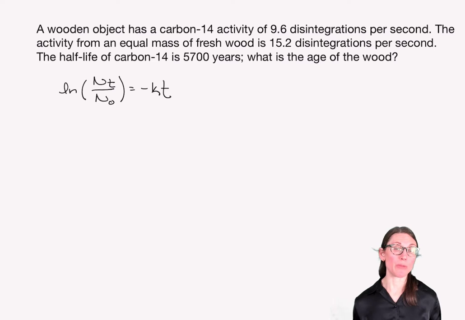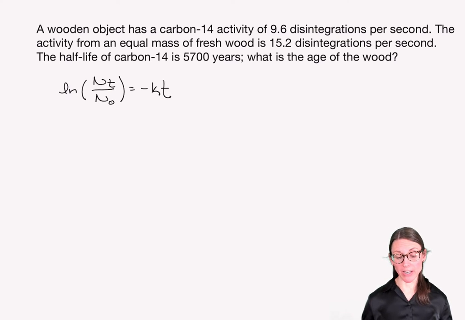If we have a wooden object, perhaps from an archaeological dig, and it has a carbon-14 activity of 9.6 disintegrations per second, if the activity of a piece of fresh wood is 15.2 disintegrations per second, what's the age of the wood, given that the half-life of carbon-14 is 5,700 years?